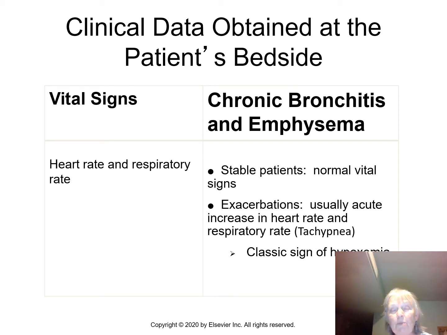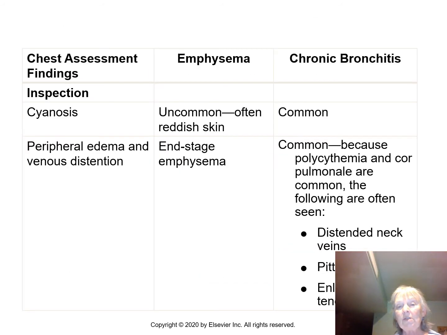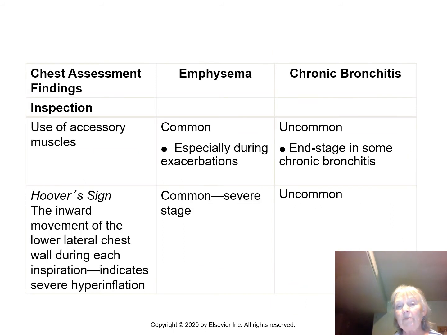When they have exacerbations, they become hypoxemic. Remember, the first clinical sign of hypoxemia is always tachycardia. Second one is tachypnea. And then you can just go through all of these. You can see the different things, what do patients look like.